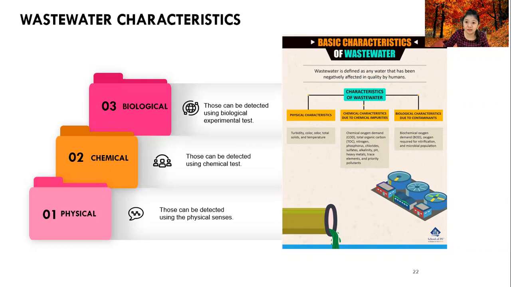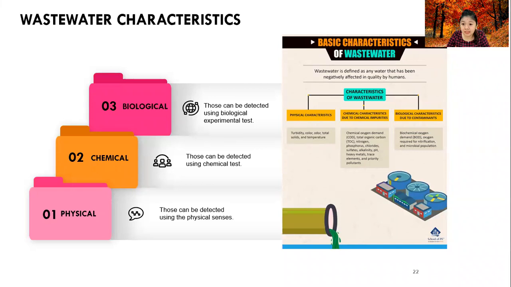And then from these figures, you can see the wastewater is defined as any water that has been negatively affected in quality by humans. So the characteristics for the physical ones are stability, turbidity, colors, odors, total solids, and also temperature. This is something that you can feel by your five senses.